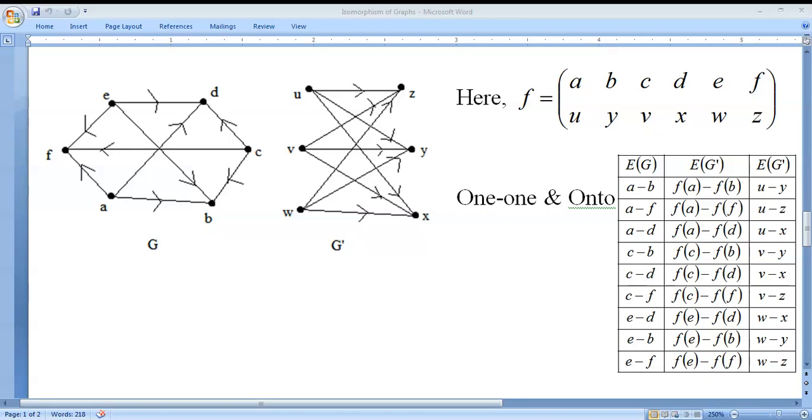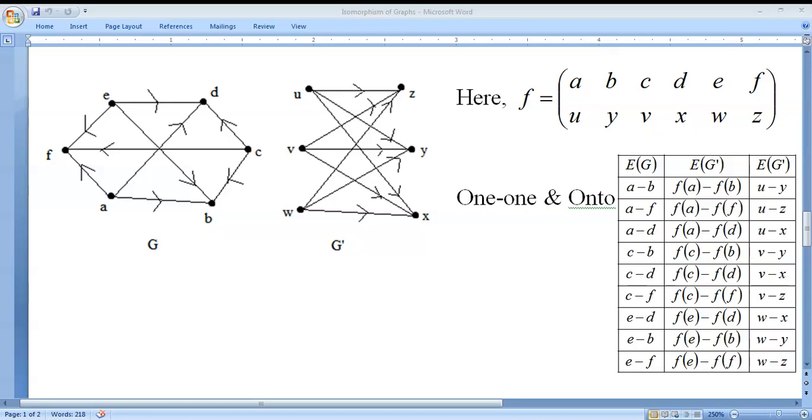For u the out degree is 2 and in degree is 0. Okay, so based on in degree and out degree, I have mapped the function as a to u, b to y, c to v, d to x, e to w, f to z. So there can be another choice also. Okay, there can be another choice also, you can search for that.